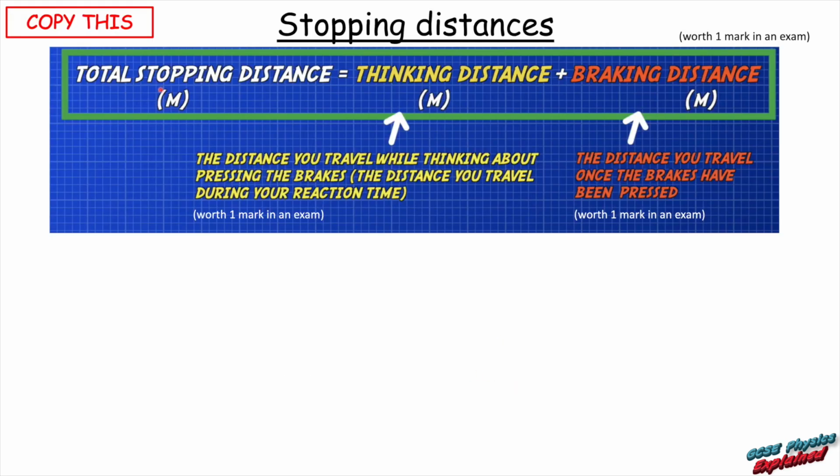So the formula for total stopping distance is thinking distance plus braking distance. You'll get 1 mark in an exam for being able to say that. For 1 mark in an exam, what's the thinking distance?